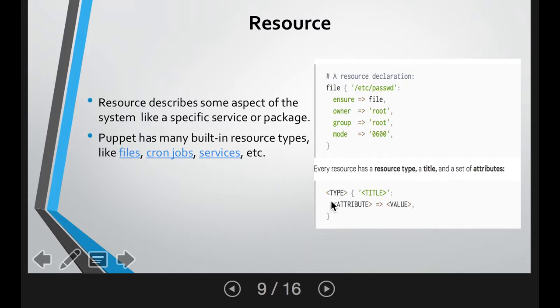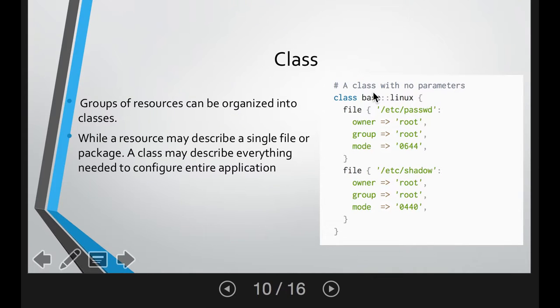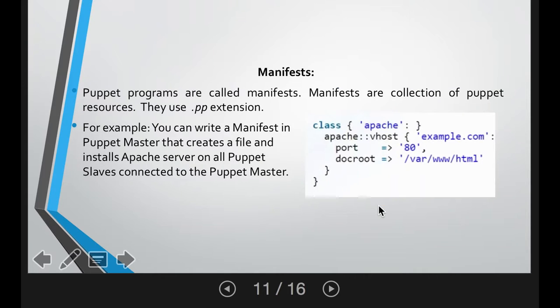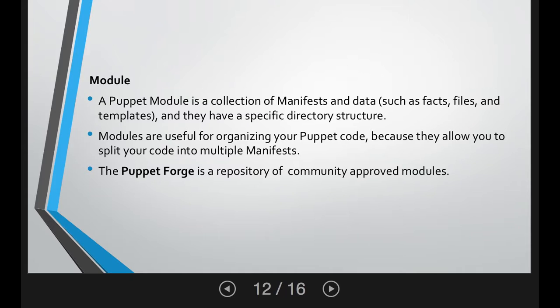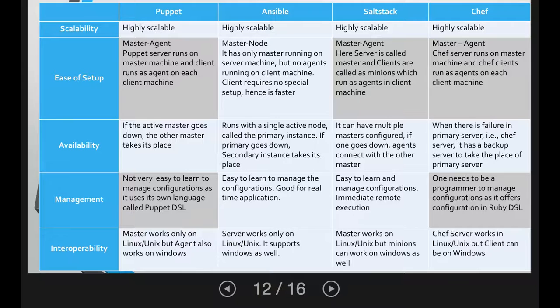This is the syntax of a resource, and here is how we describe a file type resource. Next is class. A class is a group of resources, just bundled up in curly braces. A manifest is a Puppet program. It is a collection of Puppet resources, and it uses a .pp extension. We can use any number of manifest files, and a combination of manifest files and data forms a module. Modules are useful for organizing your Puppet code. Puppet Forge is a repository of community approved modules.